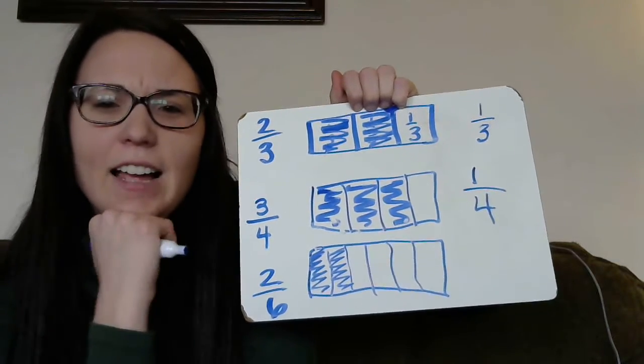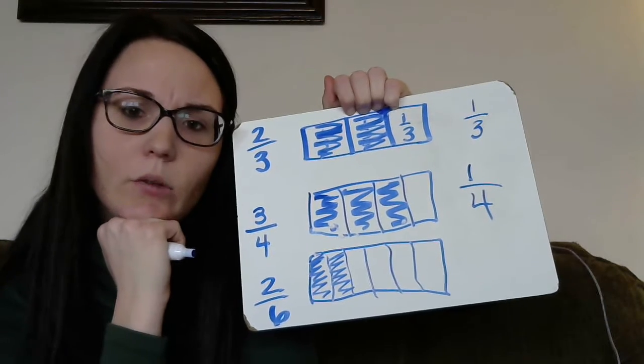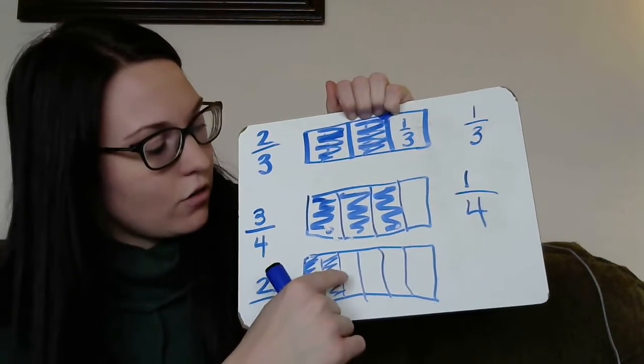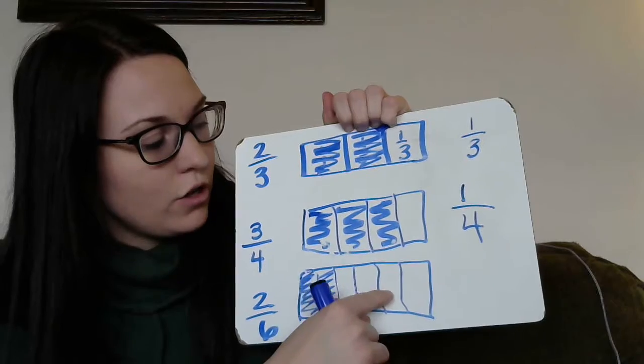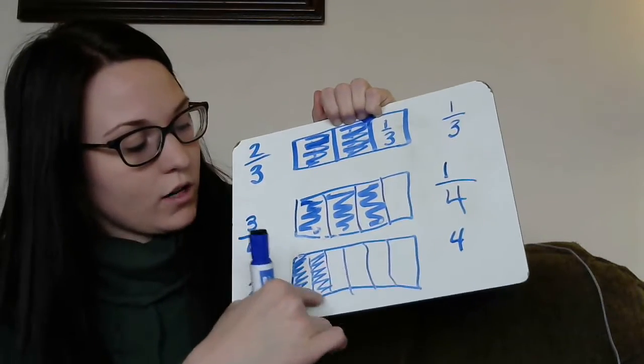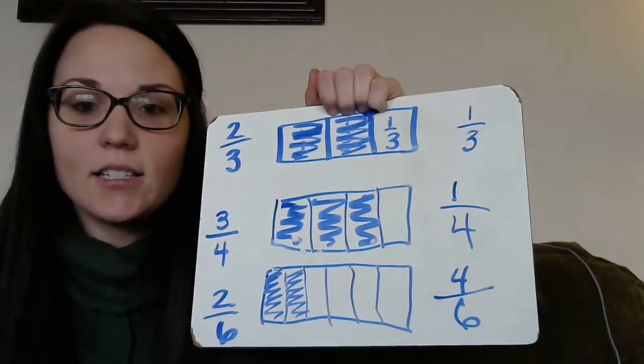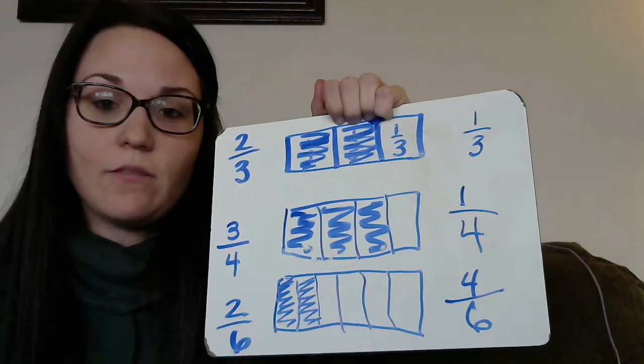So how many are not shaded? Well, let's look. How many are not shaded? 1, 2, 3, 4. And how many pieces are in our whole? 1, 2, 3, 4, 5, 6. 4/6 are not shaded.